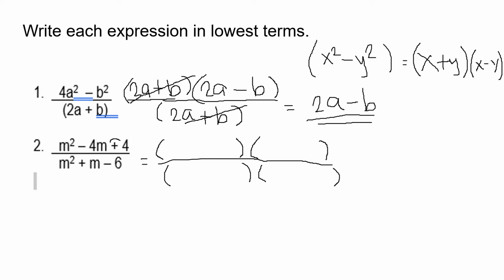Again, tingnan nyo muna anong sign ng ating last term. Positive. Pag positive yung sign ng last term, sinasabi niya na same sign ang gagamitin natin sa ating dalawang binomial. Same sign. Ngayon, ano yung sign na gagamitin natin? That is the sign of the middle term. Negative sign yung nasa gitna, kaya dalawang negative sign ang gagamitin natin sa ating factor. Again, kaya siya naging pareho because of the positive sign ng ating last term and parehong negative sign dahil nasa middle term natin ang sign ay negative.